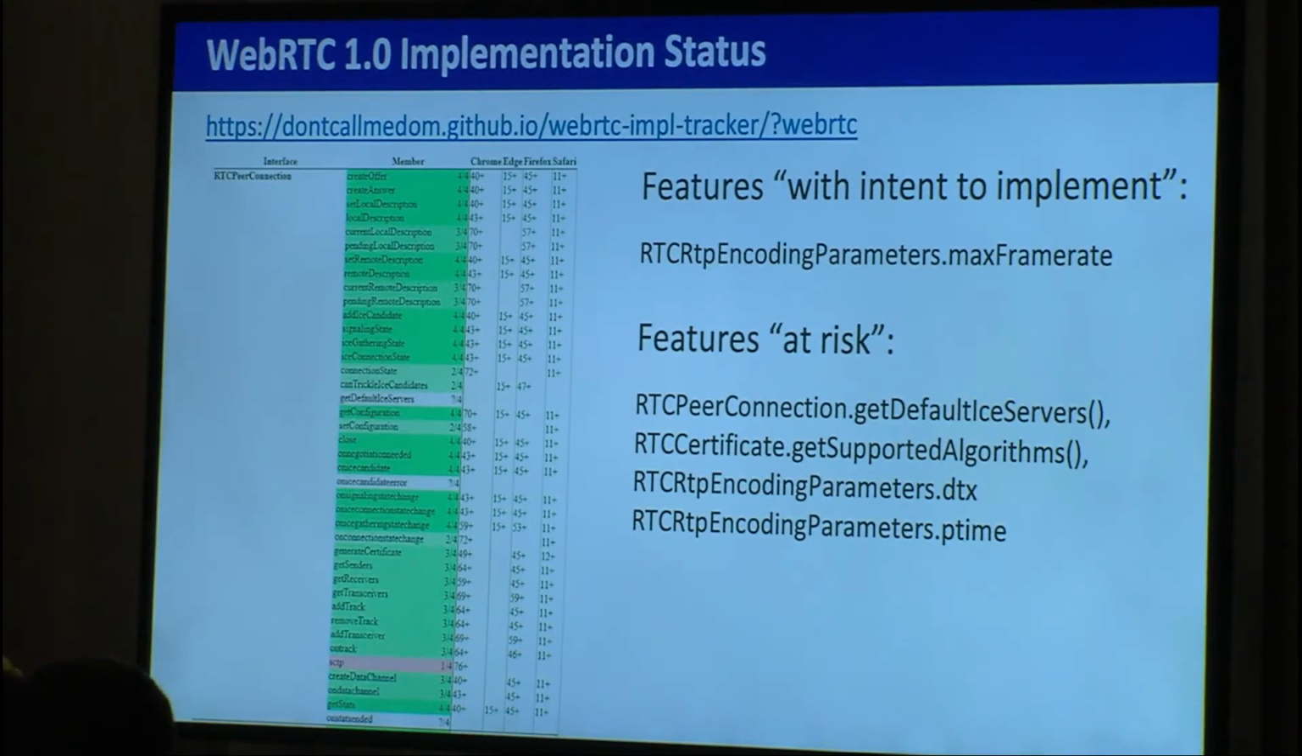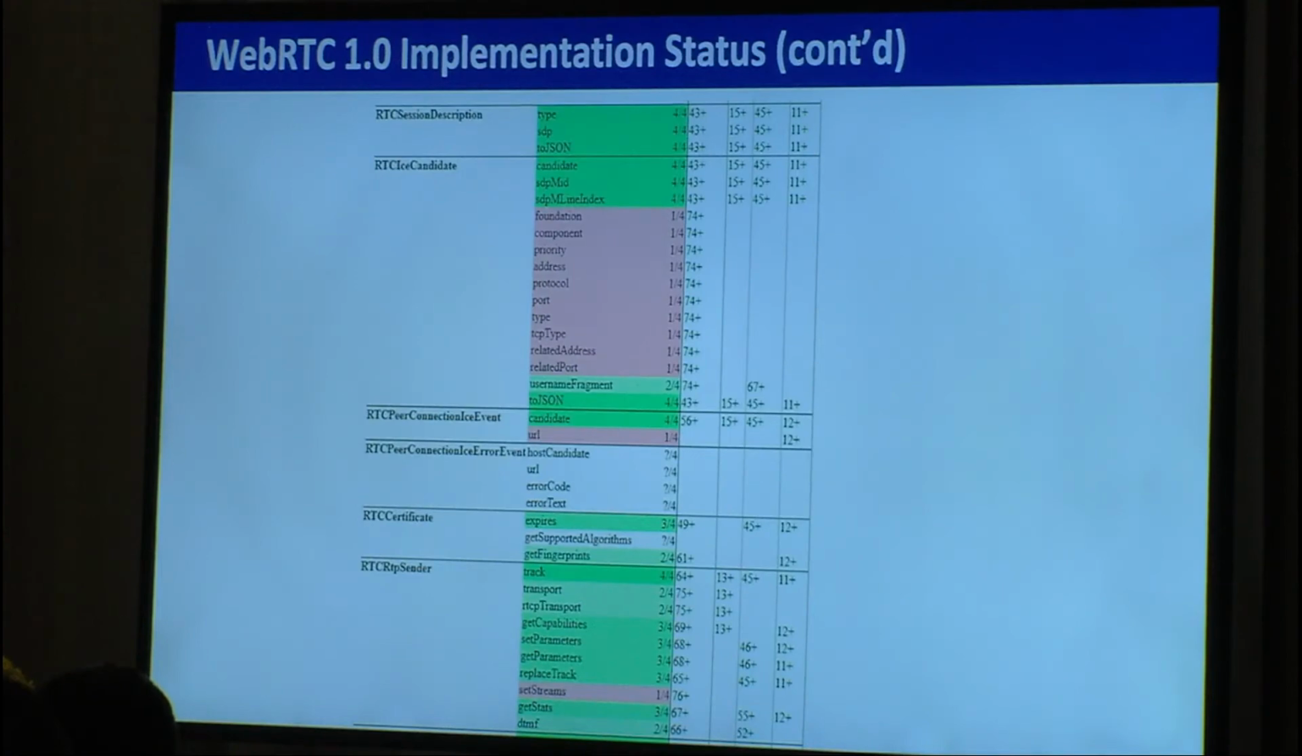So anyway, there are a few of these red features. Just to summarize, there are some features that haven't been done yet, but there is an intent to implement, like max frame rate, so it's probably going to get done. But then there are a bunch of features we call features at risk, which nobody has done and nobody seems to want to do. So those things may end up getting removed from the spec. Examples are get default ICE servers, get supported algorithms, which is for the cert, the encoding parameters, the DTX parameter there, and potentially peak time. So that's kind of a summary of it, and I'll give you a little bit more detail here.